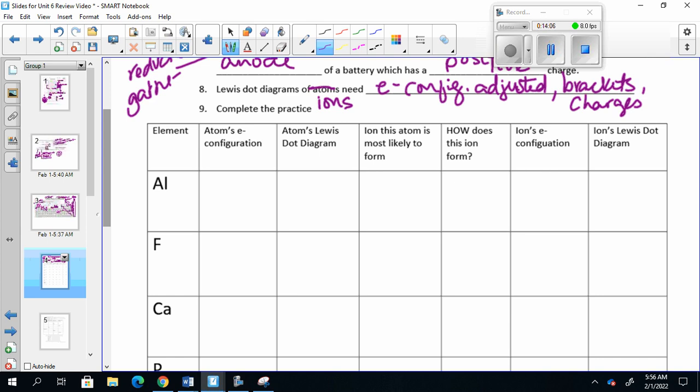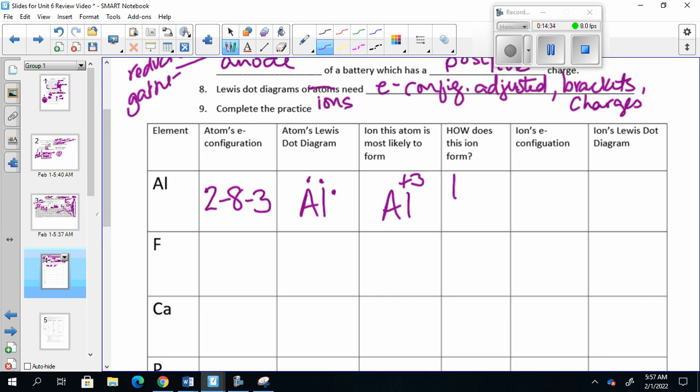So aluminum, look up the configuration first. Al's configuration is 2-8-3. The atom's Lewis dot diagram would have those 1, 2, 3 dots. The ion this atom is most likely to form: I look up in the top right corner and it says +3. So Al with a +3 charge is the ion it's most likely to form.